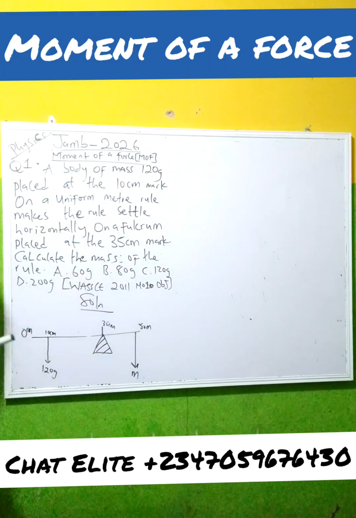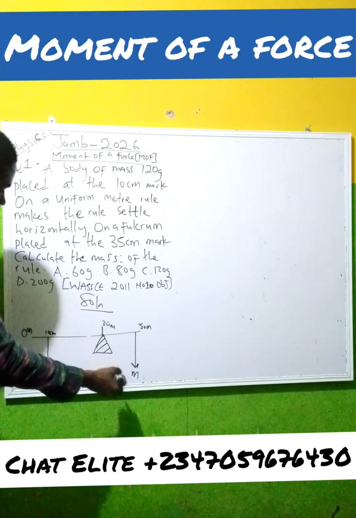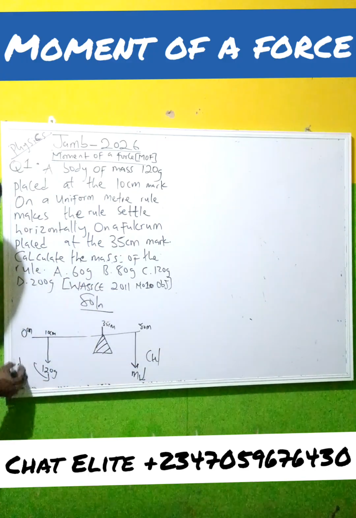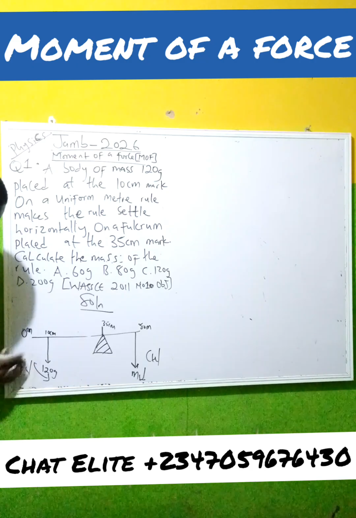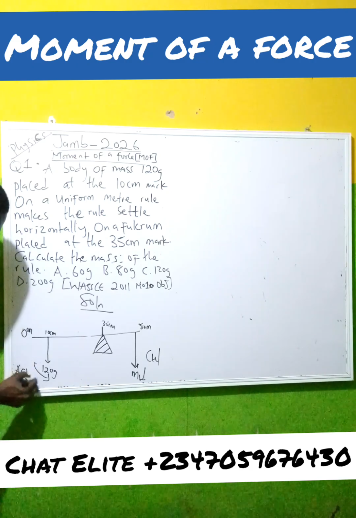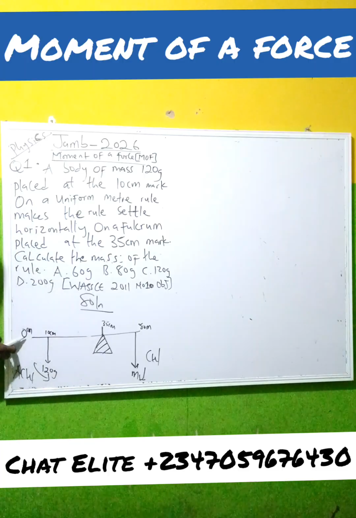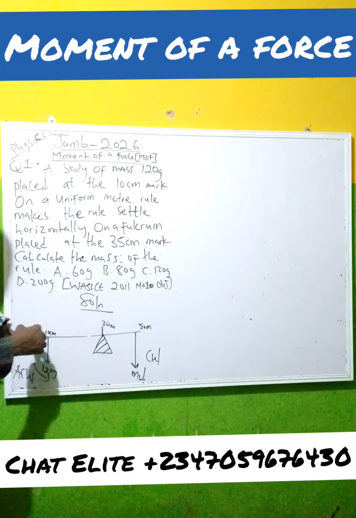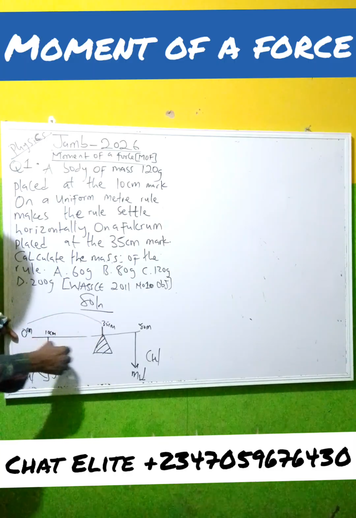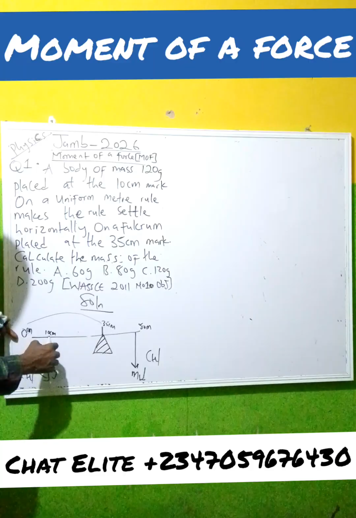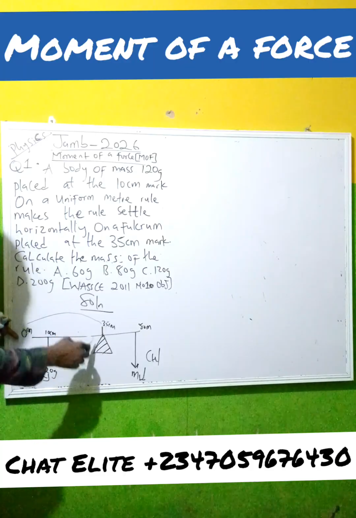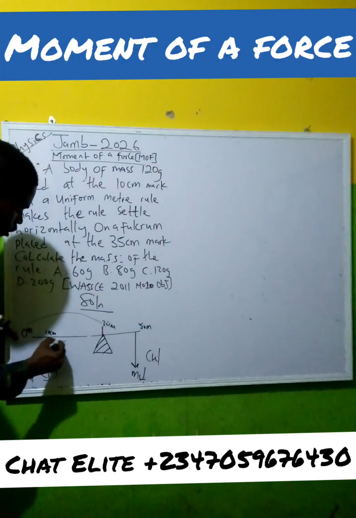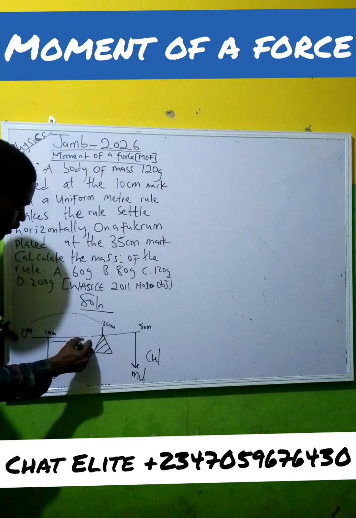Alright, so now let's proceed. Now this is our clockwise and this is our anti-clockwise. But we have not gotten our distance. Look, from here to here is 10. So if from here to here is 10 and the total length from here to here is 35, to get the remaining part you have to subtract this 10 from 35 to give you the remaining value here. So 35 minus 10 will give you the distance here. So this place is going to be 25 centimeter.